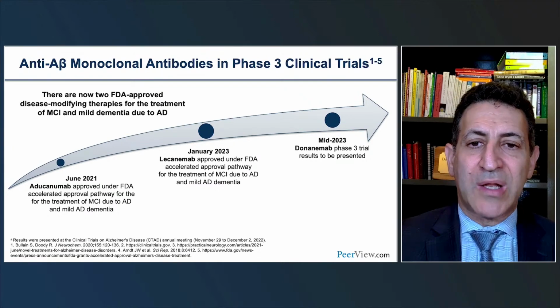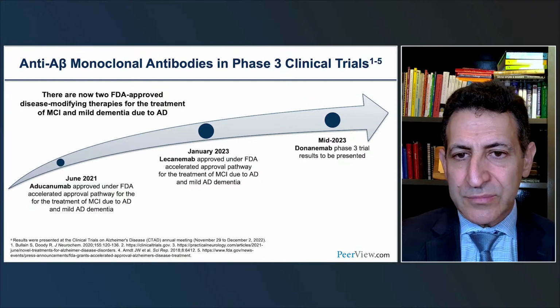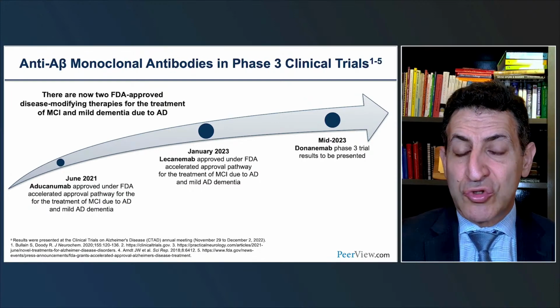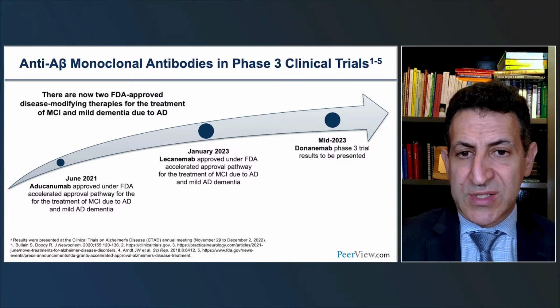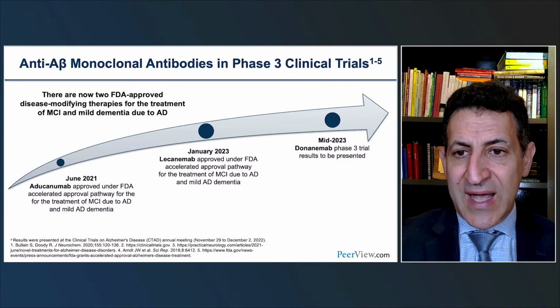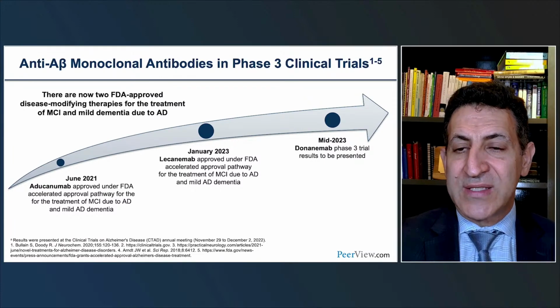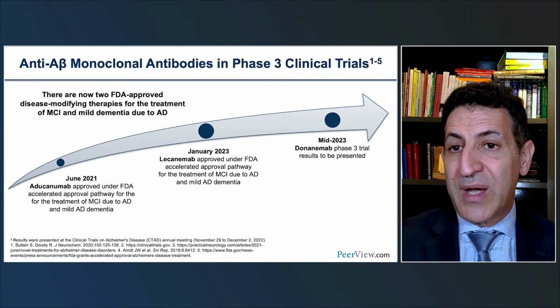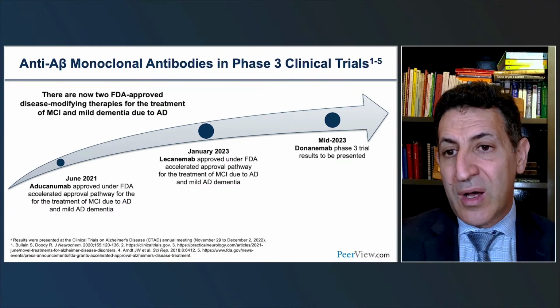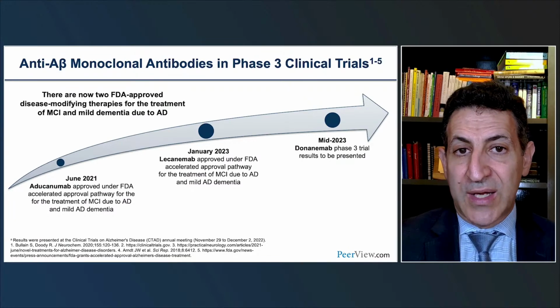We just heard about lecanemab being approved, and both of those drugs removed amyloid and slowed the rate of decline, with a more consistent signal, I think, identified in lecanemab. And there is the widely anticipated data result coming from donanemab as well. So three monoclonal antibodies, all remove amyloid, all potentially slow the rate of decline.